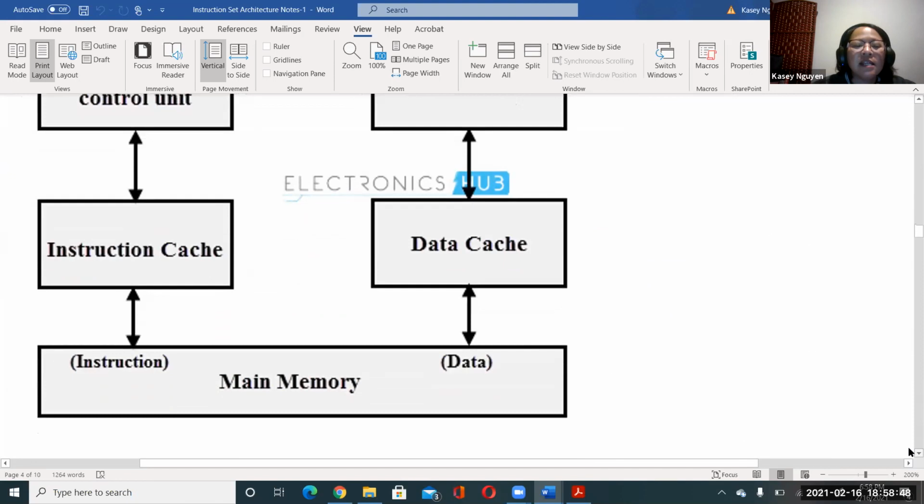So here, they would implement the instruction with the data. The instruction is going to be cached in its own section, and then the control unit is going to be able to utilize that.